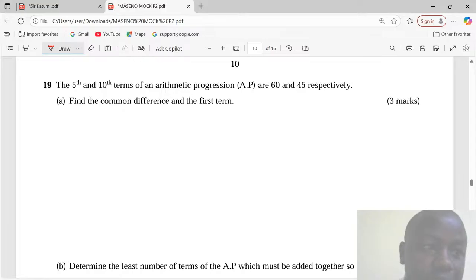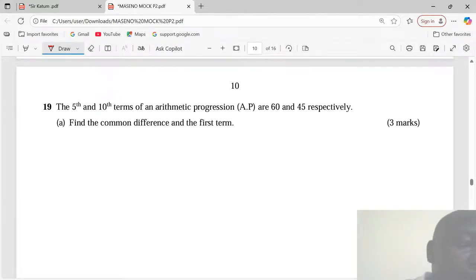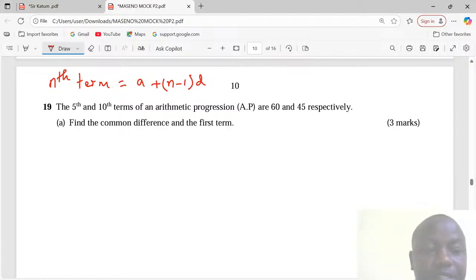We are told this in number 19. The 5th and the 10th terms of an AP are 60 and 65 respectively. Find the common difference and the first term. We're supposed to know this: the nth term is given by the first term plus n minus 1, multiplied by the common difference.